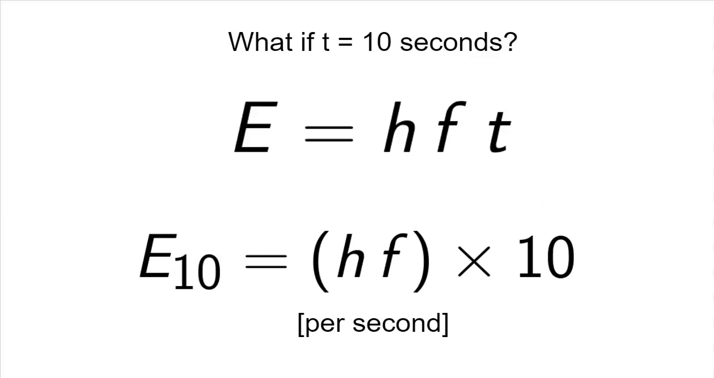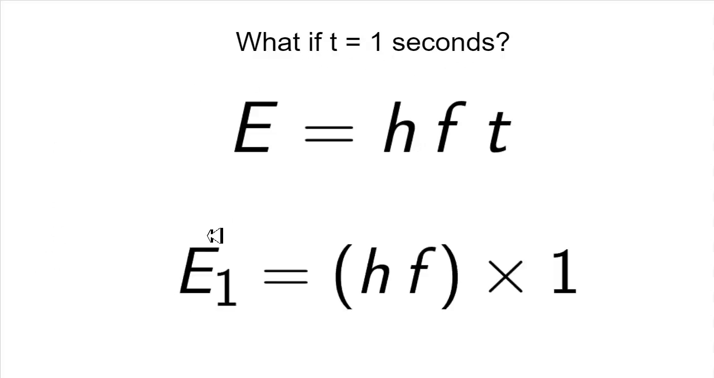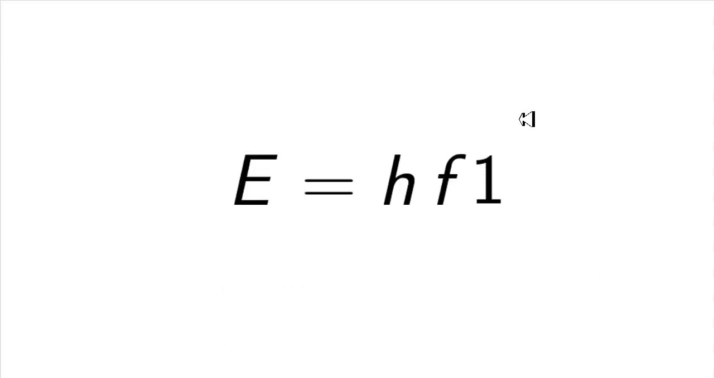But if, okay, so now what if t equals 1? Let's set t back into 1. So now we have energy equals Planck's constant times frequency times the variable t, which we just set to 1. Then you get the energy of 1 second is equal to Planck's constant times the frequency of light times 1, obviously. And that gets us back to the original equation, because t is equal to 1. And everyone knows that when you multiply something by 1, you get back the thing.